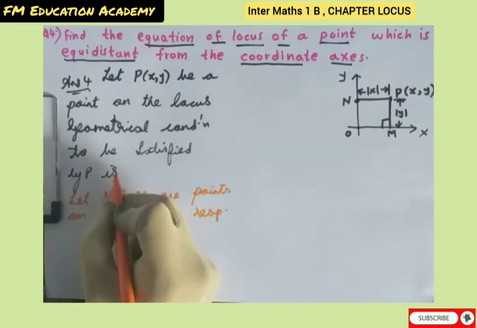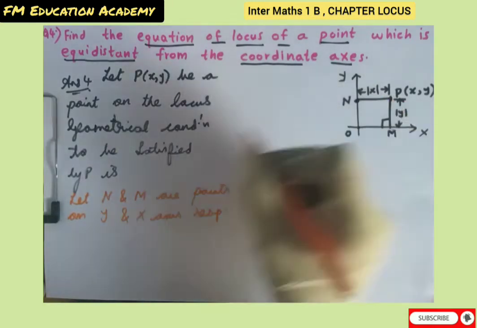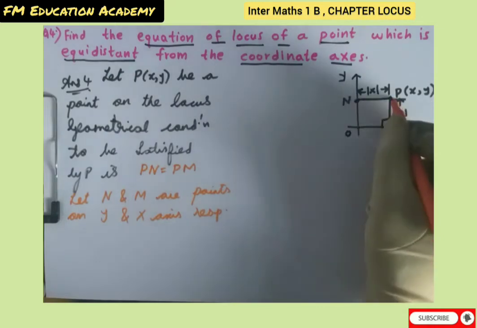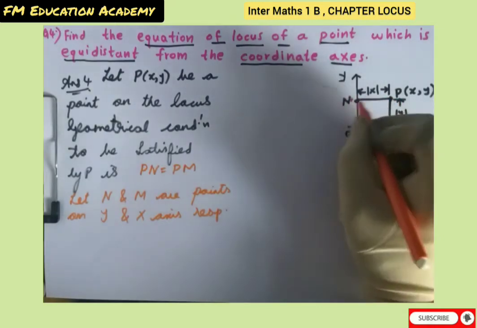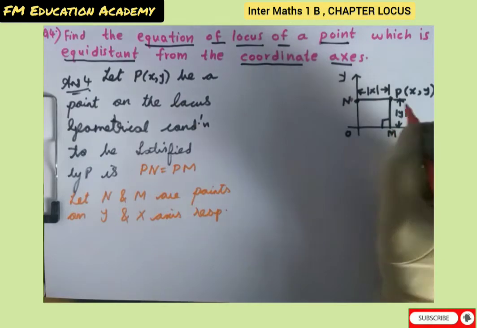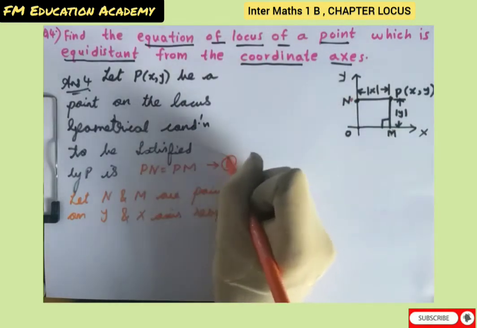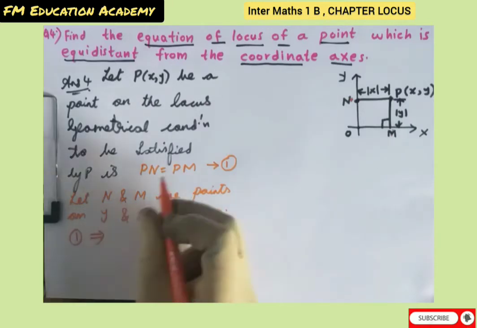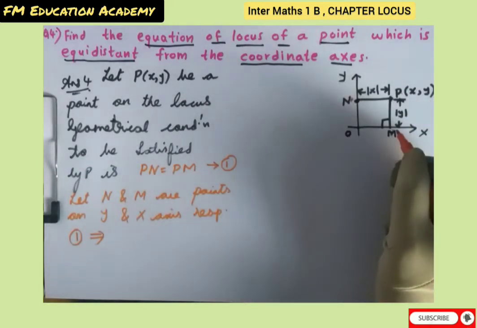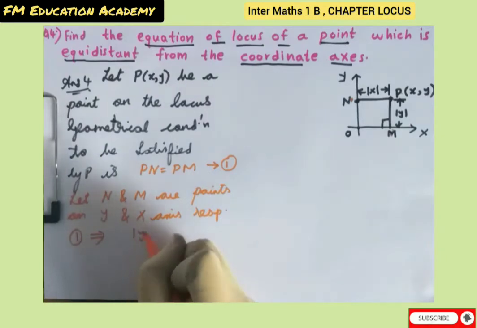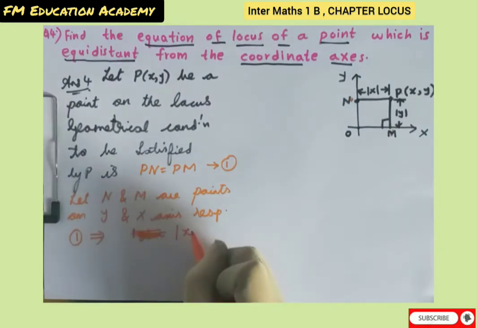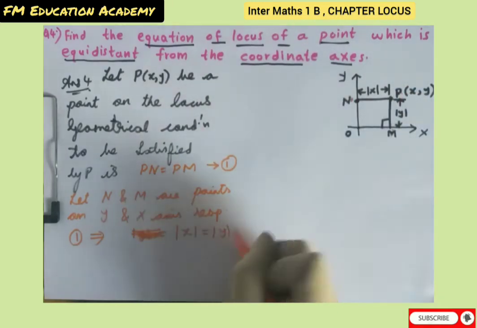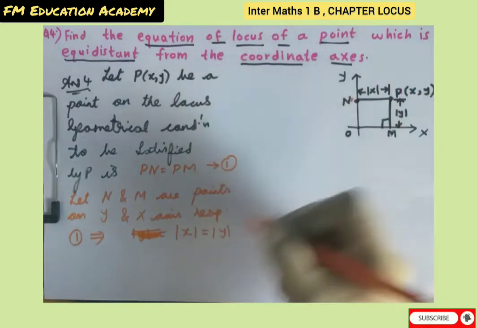So the geometrical condition is PN equals PM. Distance from the point to the y-axis is equal to the distance from the point to the x-axis. Let this be equation 1. From equation 1, what do we get? The distance from P to the x-axis is PM, which is mod y. PN is mod x and PM is mod y.